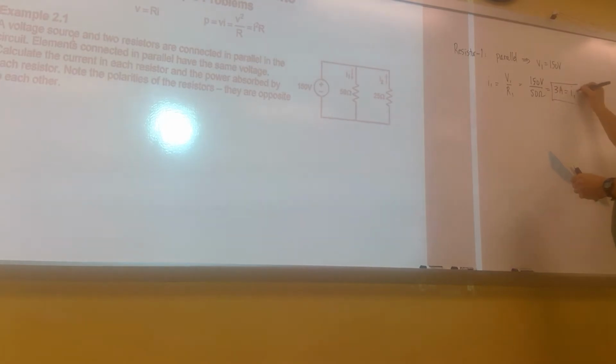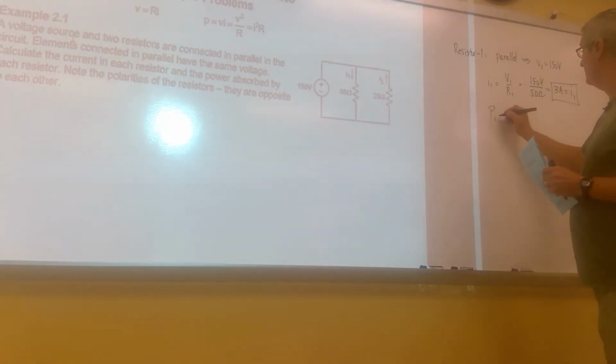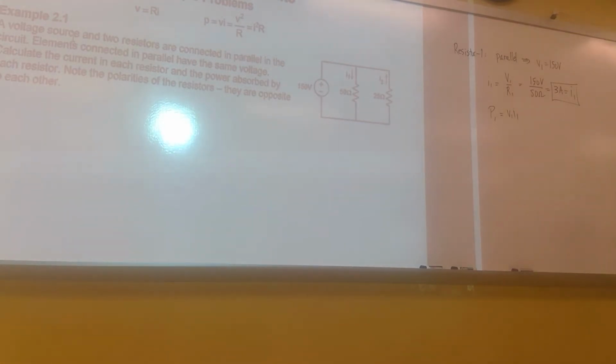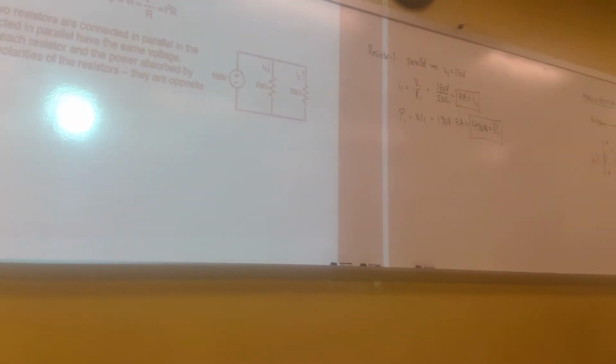So the current of 1 must be this, and therefore the power I could calculate numerous ways, but I'll calculate the power probably differently than you here. If I calculate just by multiplying the voltage and the current, what am I going to get? I know the voltage is 150 volts, the current's 3 amps, so I get 450 watts. Is that a lot of power? Yeah, it's a lot of power.